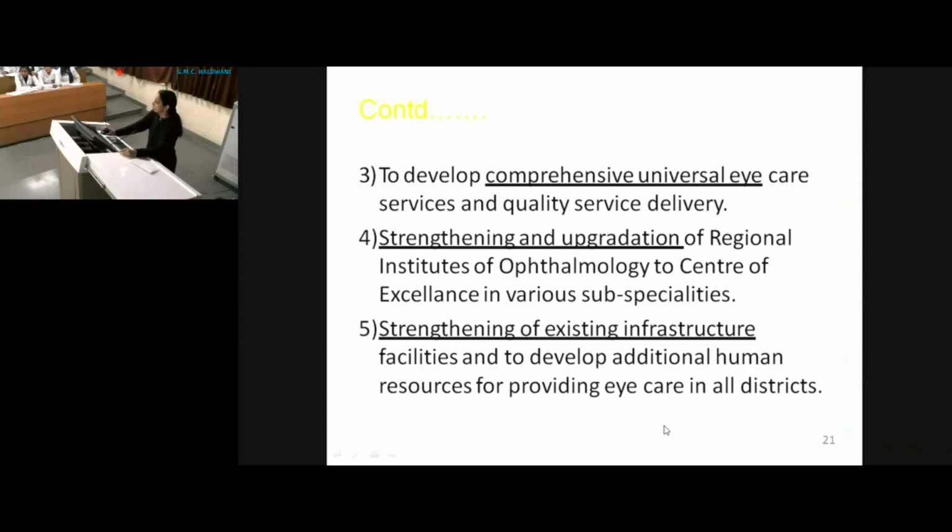To develop comprehensive universal eye care services and quality service delivery. 4th is strengthening and upgradation of Regional Institute of Ophthalmology to Center of Excellence in various subspecialties. 5th is strengthening of existing infrastructure facilities and to develop additional human resources for providing eye care in all districts.